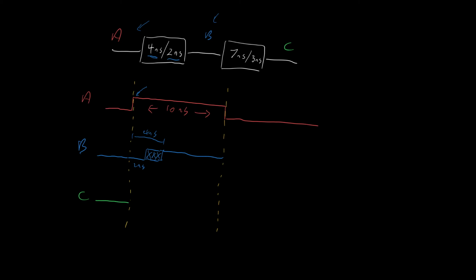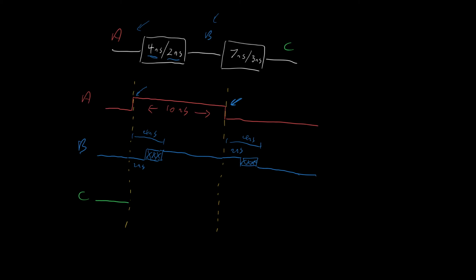The next time the input changes is here, and we go through the same reasoning. For 2 nanoseconds, the output does not change. For another 2 nanoseconds, 4 nanoseconds minus 2 nanoseconds, the output is unknown. And then after 4 nanoseconds from when the input became valid, the output is now valid again. So from here to here is 4 nanoseconds.